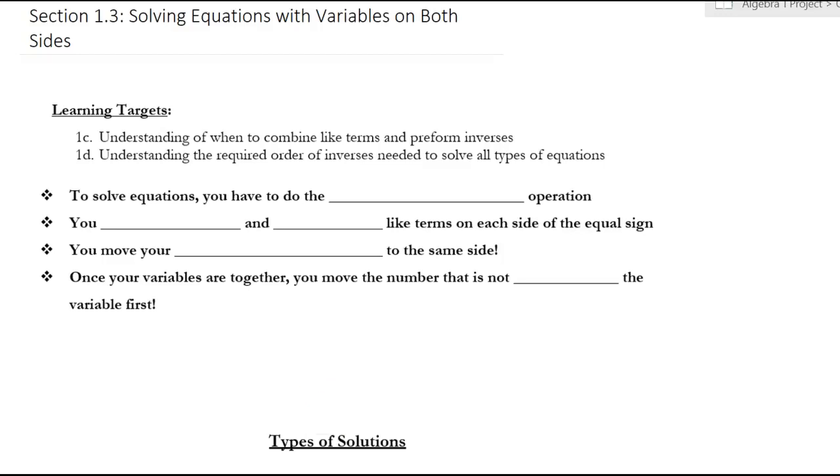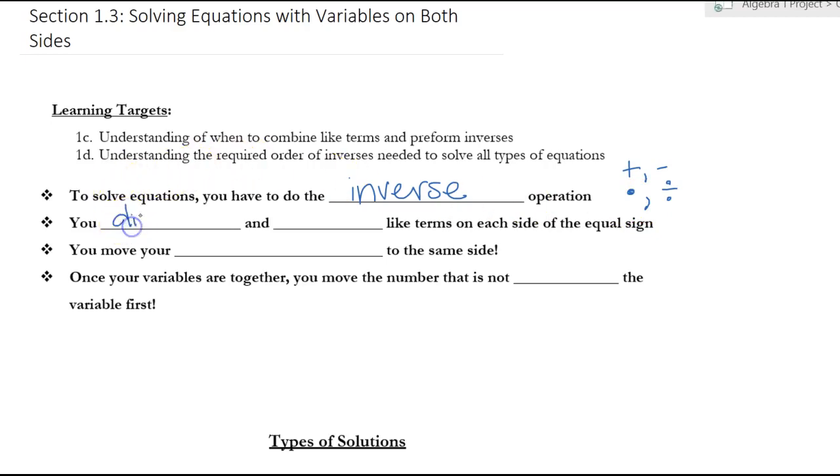Okay, so what we're working on today is section 1.3, when you solve equations with variables on both sides. So just some basic reminders of what we have to do, and then there's one last step that's new. So remember, to solve equations, you have to do the inverse operation. And so plus is paired with minus and times is paired with divide.